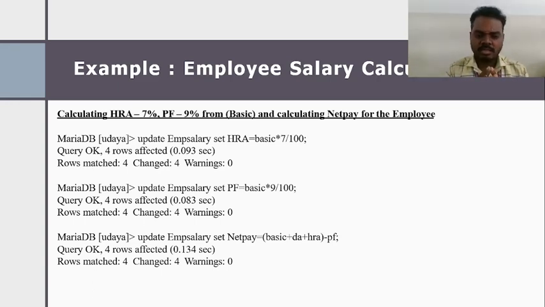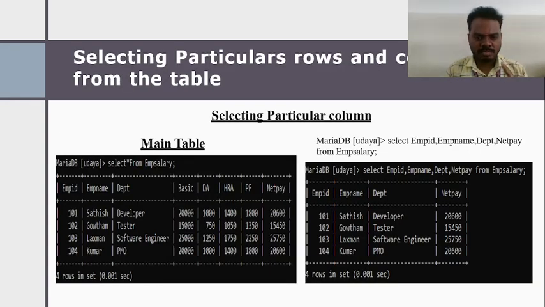So after you enter this command, it will show that 4 rows are matched and 4 rows are changed. This is all about employee salary calculation. Once you move on to select star from table name, it will show the entire data. See, basic, DA, HRA, PF and NP.